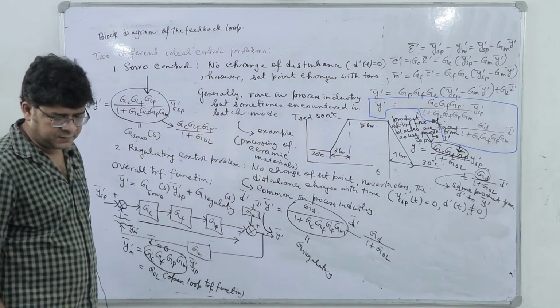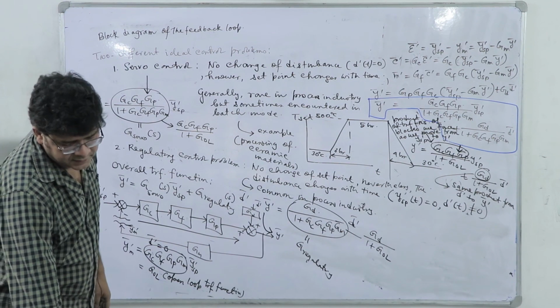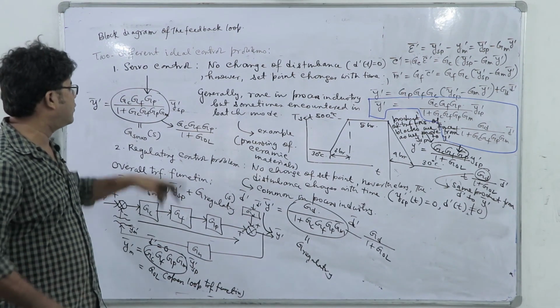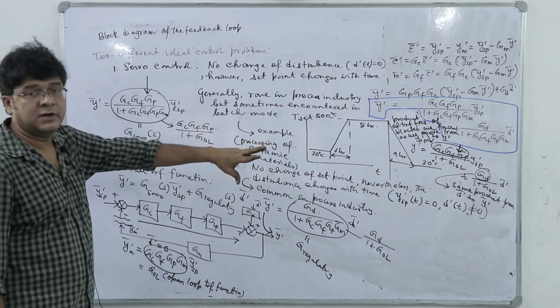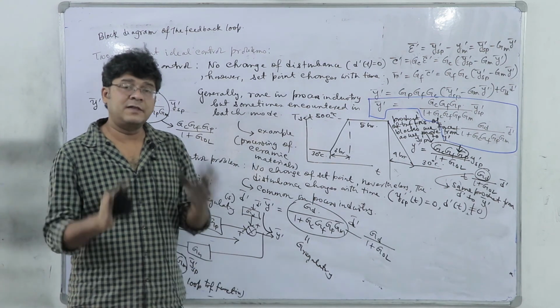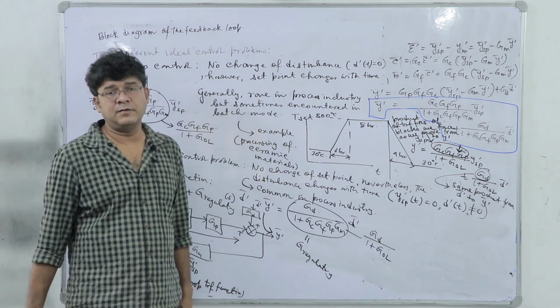We have discussed the different perspectives and the different control problems. There are actually three types of control problem. One is servo, another is regulator, another is general, where the set point and the disturbance both change with time. So that's the general format of the feedback control loop problem.